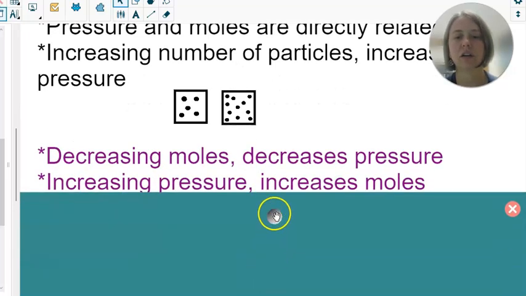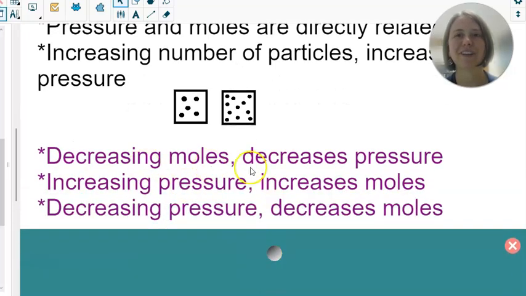So the other relationships, make sure you can figure these out or you write them down. If you decrease the number of moles, keeping the volume constant, you'll decrease the pressure. Also, if you increase the pressure and don't change the volume, you would have to increase the number of moles to keep that same volume. And then if you decrease the pressure, you would have to have fewer moles if you were to keep that same volume.